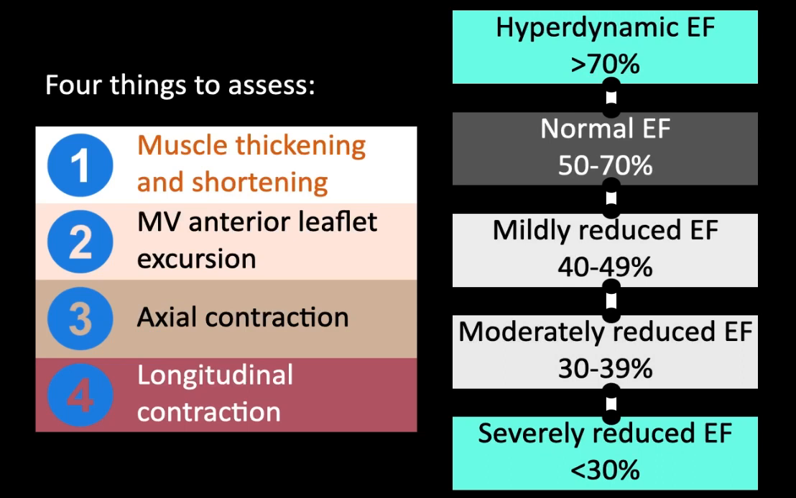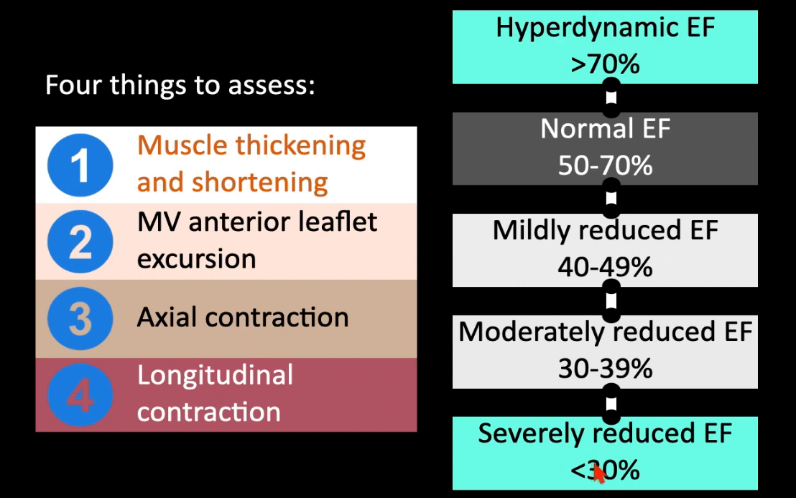There are essentially four things that we look at: muscle thickening and shortening, mitral valve anterior leaflet excursion, axial contraction, and longitudinal contraction. And then we will categorize the contractility into one of the 5 categories of EF, from hyperdynamic to severely reduced. My strategy in this tutorial video is to concentrate on the normal EF first and compare it with the two ends of the spectrum, i.e. hyperdynamic and severely reduced EF.